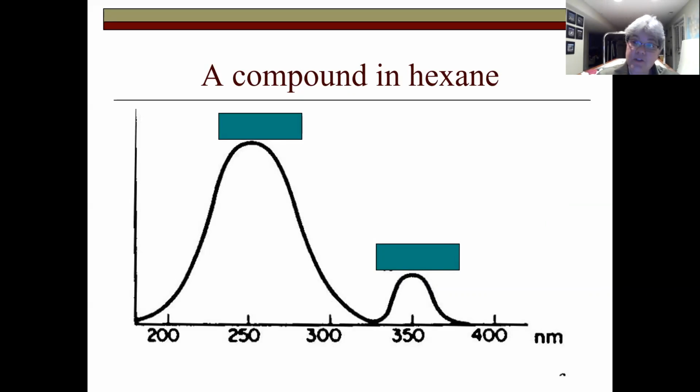Okay, so here I have a compound that is measured in hexane. And notice that it has two peaks, which means that it has two transitions. And we know that one of these is pi to pi star. The other one is N to pi star. Now, based on what we know, which peak do you think is pi to pi star, and which one is N to pi star?